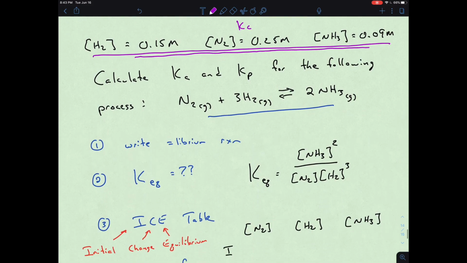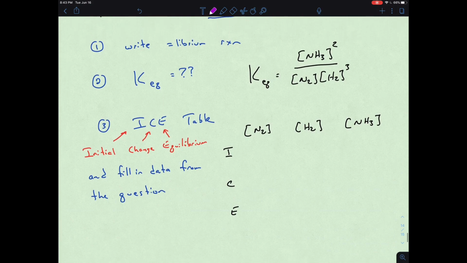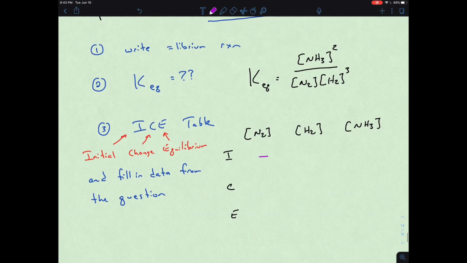So if we go to our table, what we find is, well, there's not much to fill in for this particular example. There's no information given to us as far as the initial conditions. So that way we don't even have to worry about change, because the equilibrium values are given to us as our nitrogen being 0.25 molar, right? The hydrogen being 0.15 molar, and the ammonia being 0.09 molar.